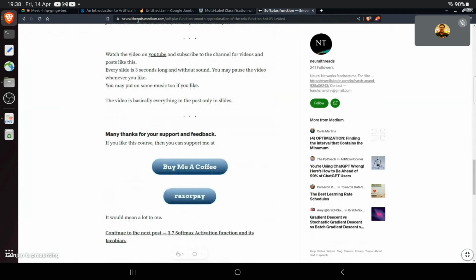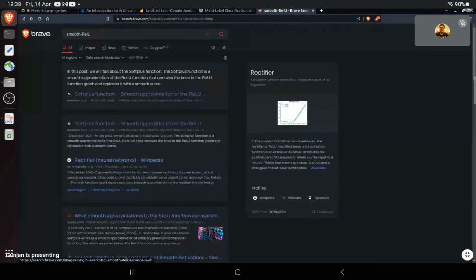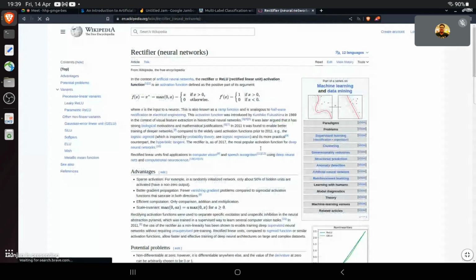This should not be the right thing, right? I mean, it should be ReLU. No, the graph was there. This is the graph. You see the ReLU and then the other green one.